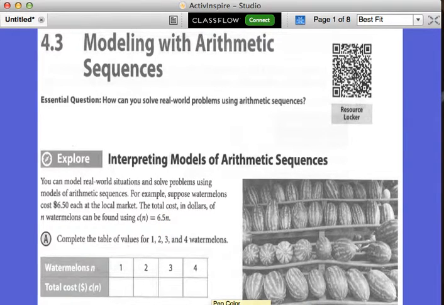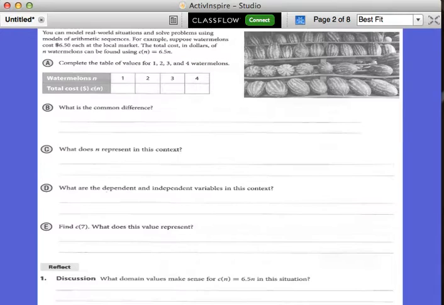First, we're going to complete a table for the values of 1, 2, 3, and 4 watermelons. So I know that if I plug in 1, that's 6.5, because we can take off the 0, remember. 6.5 times 1 is 6.5. And 6.5 times 2, because I'm plugging in 2, is 13. Times 3 is 19.5. And times 4 would be 26. All right? So again, I'm moving to the next page, so I'm just writing this in here. It's the same page for you. I just needed more space.